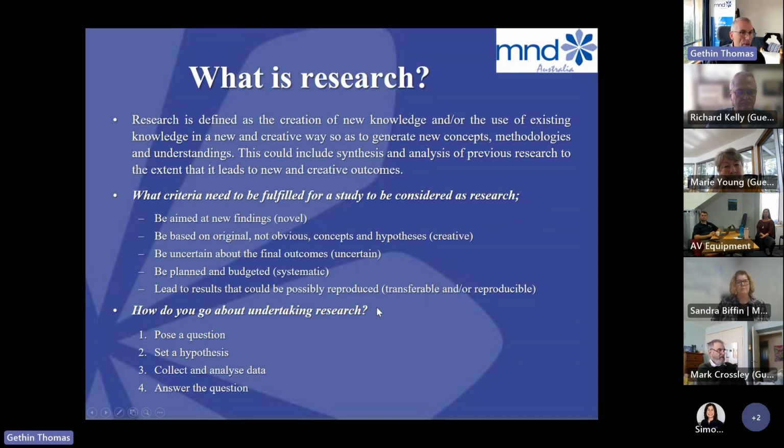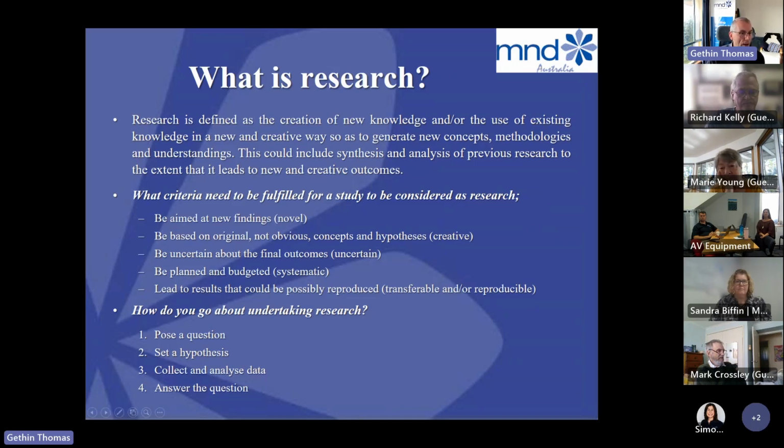So what criteria need to be fulfilled? It needs to be aimed at new findings. You want to direct your research to find something new. It has to be based on an original concept, something new as well. It's got to have a creative element, so you've got to be thinking of a new idea. You can't know the answer in advance. There's no point, it's not research. So you need to be uncertain. It needs to be planned and budgeted, with a project plan, so it has to be systematic. And it has to be reproducible. Any results you produce from your research project, someone else must be able to do the same project and get similar results.